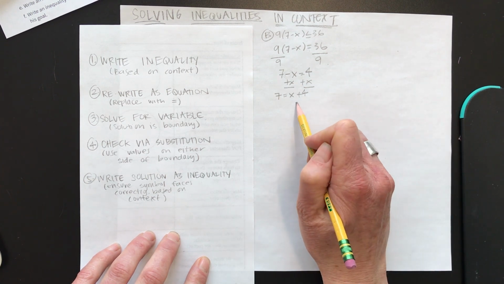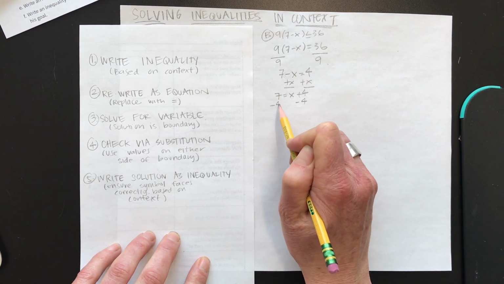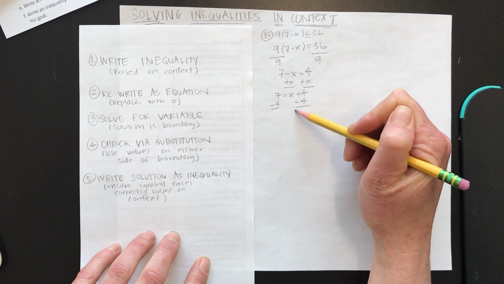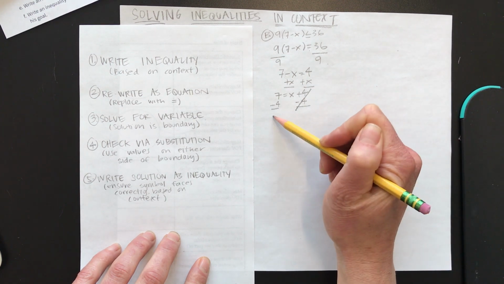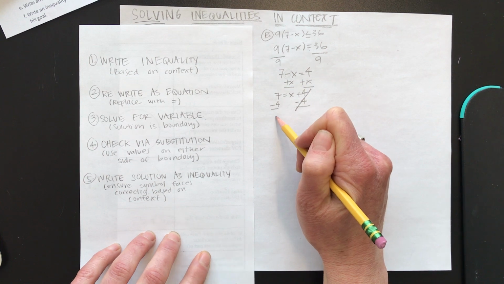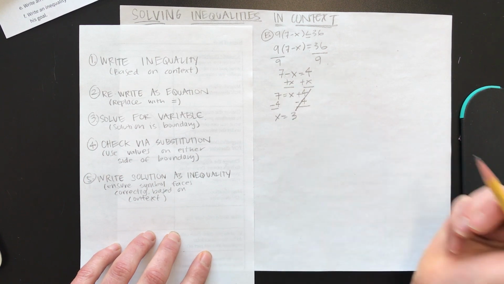So now my last thing is I need to move this 4, and the way I'm going to do that is by the additive inverse. And so I can subtract 4 there, and so then I'm simply left with x equals 3.